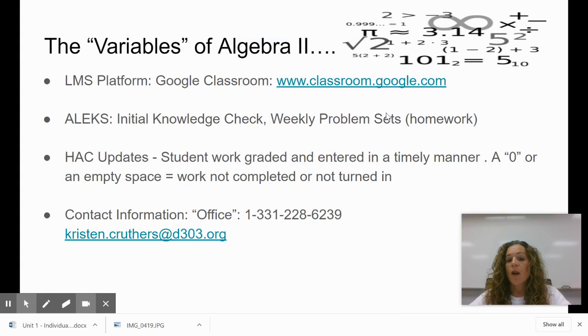So again, I mentioned that they are on Google Classroom. They're all in there. They're all good to go. They are familiar with it. I also mentioned when going through the syllabus that we have Alex. When they did log in, they did an initial knowledge check, which is awesome. That evaluated what they know and didn't know for Algebra 2.